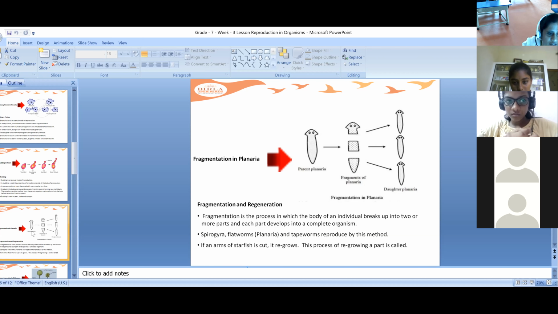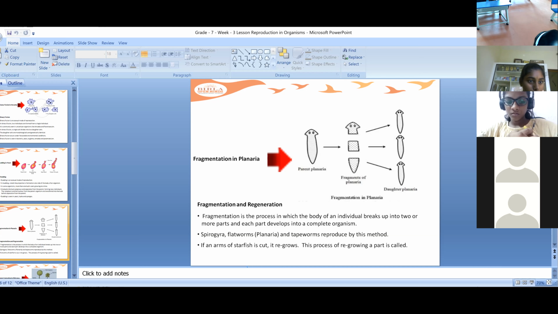It divides into three parts. The head separates, the body separates in the middle, and then the tail part separates. All three parts regenerate into three new individuals. Okay, three individuals from one body. Yes, any doubt? Yes, ma'am.